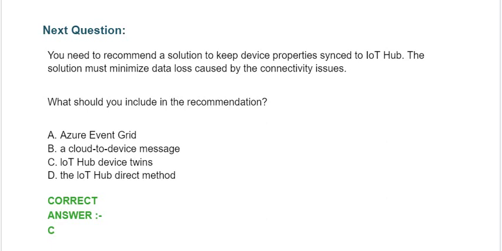Options are Option A, Azure Event Grid. Option B, a cloud-to-device message. Option C, IoT Hub device twins. Option D, the IoT Hub direct method. And the correct answer is option C, IoT Hub device twins.